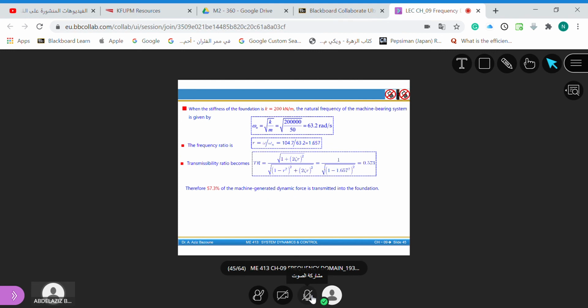Yes, it will satisfy. Since he gave you 200 kilonewton per meter, you divide it by m and you get 63 radian per second. You divide omega by omega n, and you find the ratio is 1.6. Here we have square root of 2, which is the isolation region. Square root of 2 is usually written as 1.414. Now we found r is equal to 1.6, which is here, so you are in the isolated region.